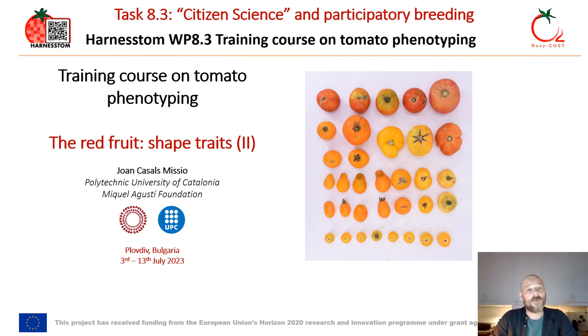In this second presentation, we will continue discussing the tomato fruit shape traits. In this slide, I am showing an image of a segregating population developed by Andrea Mazzucato from Unitus that is being submitted to farmer selection in the framework of the Work Package 8 of the HARNESSTOM. This image shows a huge diversity of fruit shape and color traits, but we can have the feeling that something is missing, that the diversity is flat. This is because there is very little diversity in the traits we will discuss in this presentation.